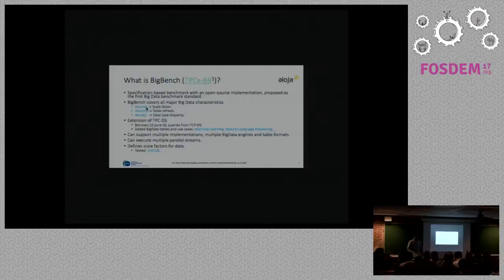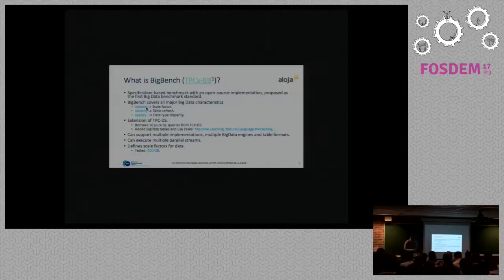So BigBench is a specification-based benchmark with an open source implementation. And recently, it's been proposed to be the first big data benchmark in the world. That's because right now, it's the only one that covers all major big data characteristics. And as you may know, they are volume, variety, and velocity.